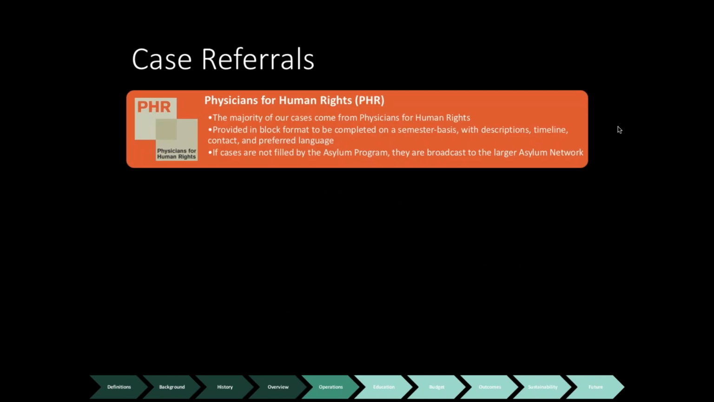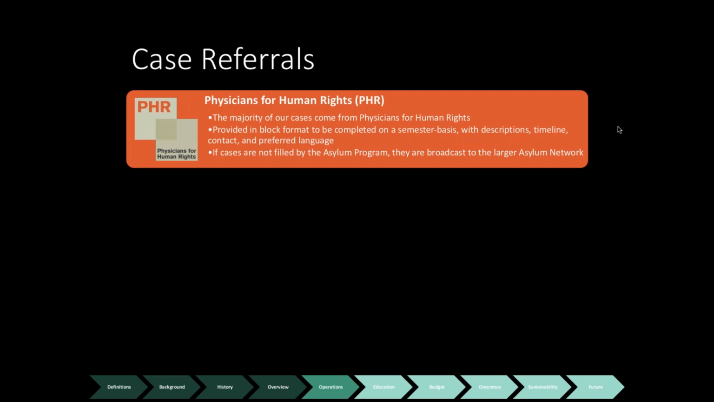So as far as case referrals, when an organization decides that an asylum seeker would benefit from a physical or psychological evaluation, we get those referrals primarily from two locations currently. The first is Physicians for Human Rights. This is where the majority of our cases come from. We receive cases from them at regular intervals throughout the year, and when they send us cases, it includes things such as descriptions of the case, as well as a timeline for when the medical legal affidavit is needed, as well as contact information and things like preferred language.